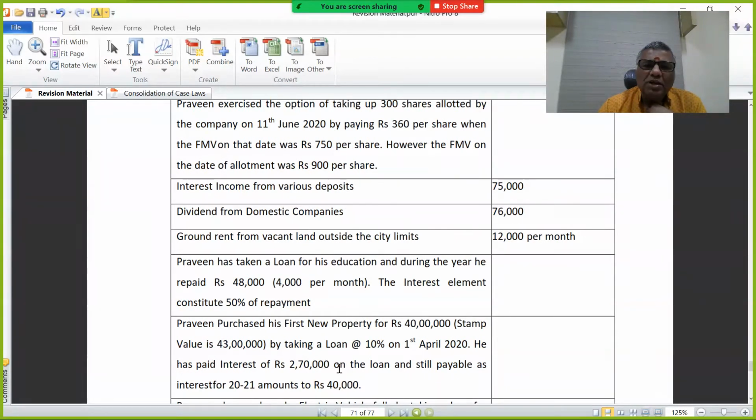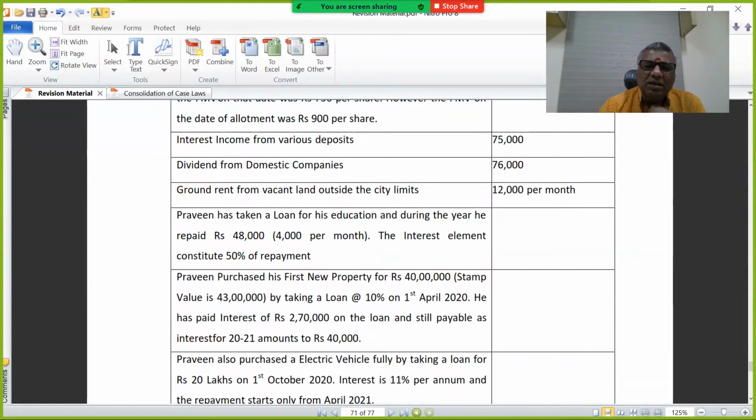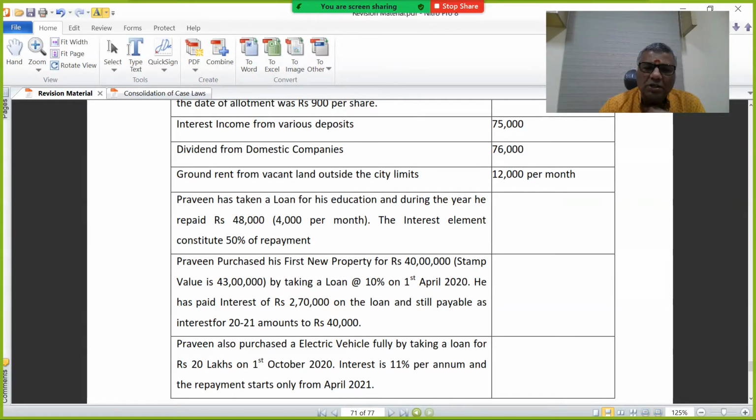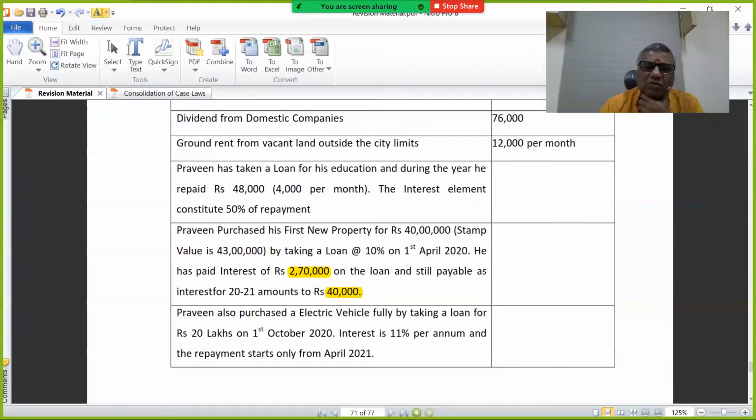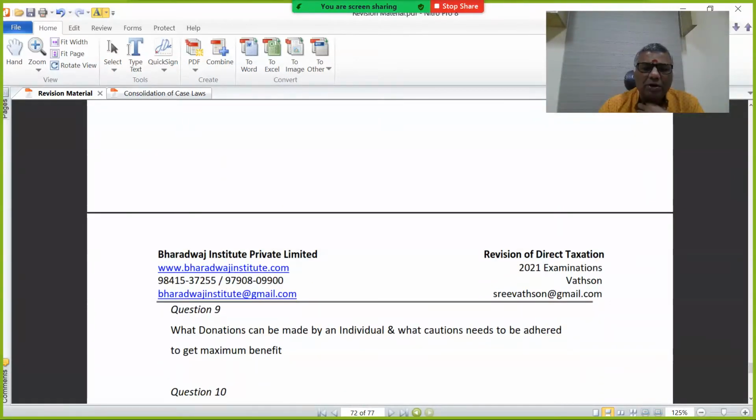Praveen takes a loan for his education and during the year he repaid 48,000. The interest is 50%. Praveen purchased the first new property of 40 lakhs by taking a loan at 10%. He has paid interest of 270 on that loan and still payable for, so total interest amount is 3 lakh 10,000. 270 paid and 40,000. Okay. Praveen also purchased the electric vehicle fully by taking a loan for 20 lakhs on 1st October. Interest is 11% and the repayment starts only from April 21.